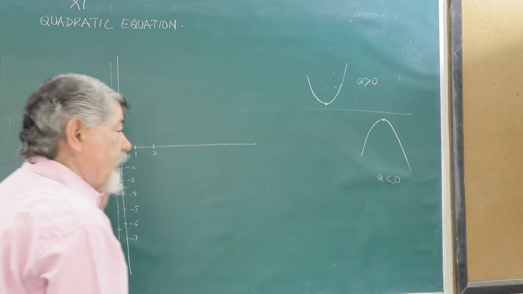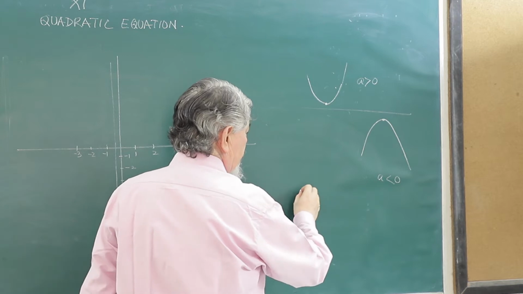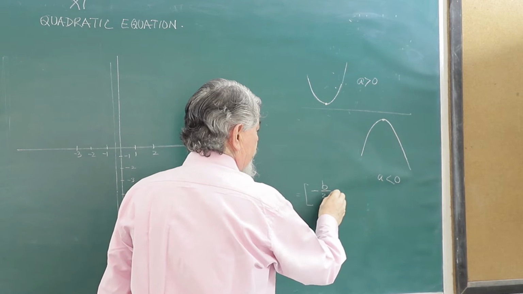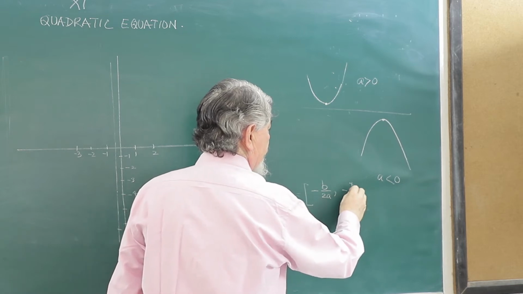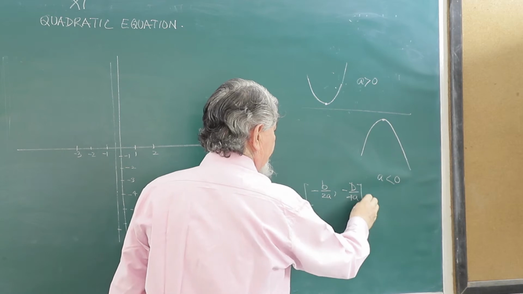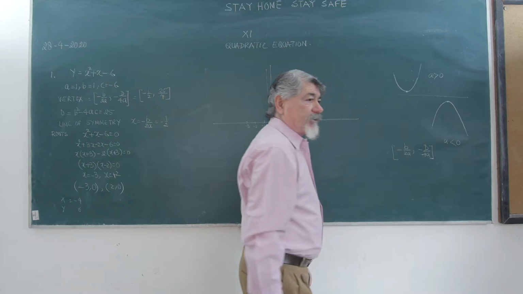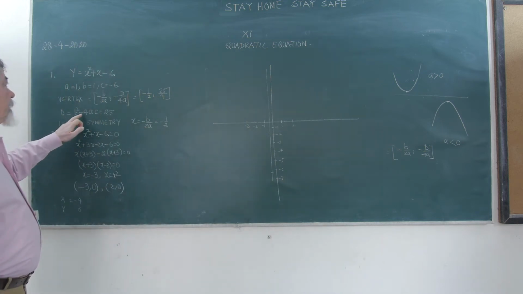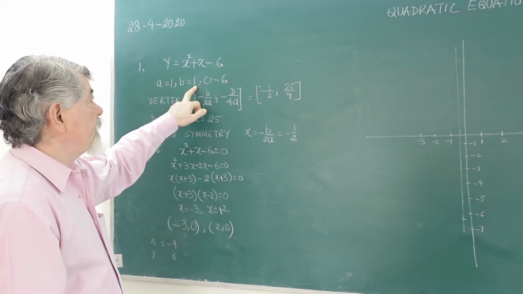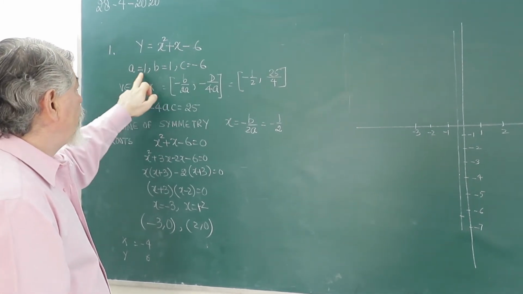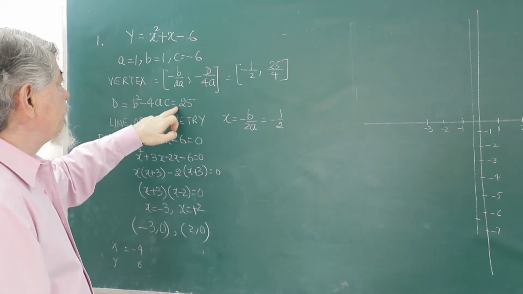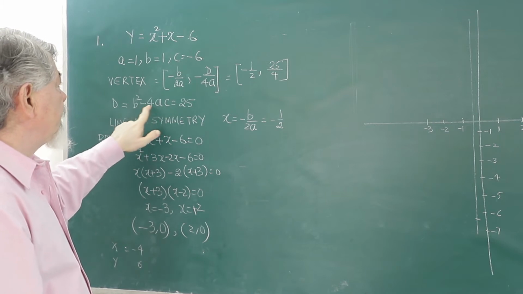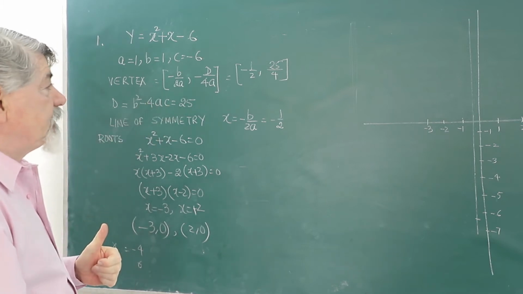And we told you that the vertex, the coordinates are given by the formula minus b upon 2a and minus D upon 4a. You are very well aware what is b, a and D. D is discriminant, which I have calculated here, b square minus 4ac. b is 1. So b square is 1 square minus 4 into a is 1 and c is minus 6. So minus 4 into minus 6 will become 24. 24 plus 1 is 25. So value of discriminant is 25.